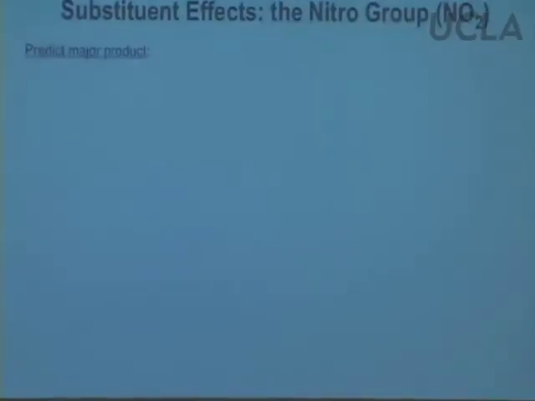All right. Now, last time I left you to think about a different group attached to the ring, one which was not in our ortho-para director list, and that was a nitro group, NO2. Nitro groups show up quite frequently in electrophilic aromatic substitution, either as things already attached to the ring or something we add to the ring. And so if we take nitrobenzene and brominate it, we get ortho, meta, and para. The question is, which is the major product? That's going to be based on the directing effects.